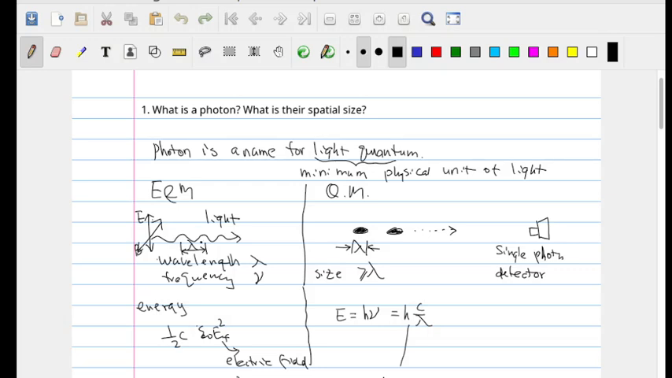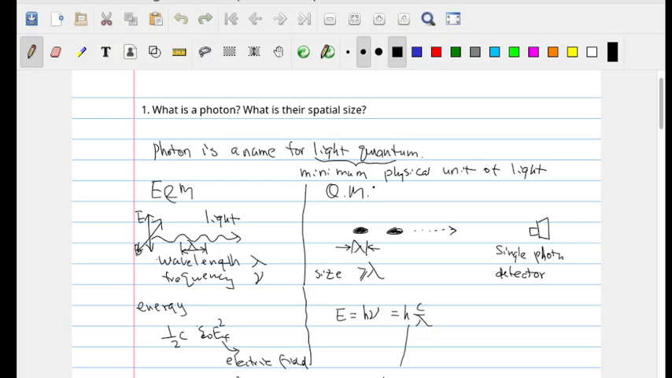All the waves have wavelengths. So here I use lambda to describe the wavelength of the light, which is over here. That's the wavelength. And of course, in the frequency domain, it's also the frequency, which we use the letter nu to represent. And this is the classical description of the light.